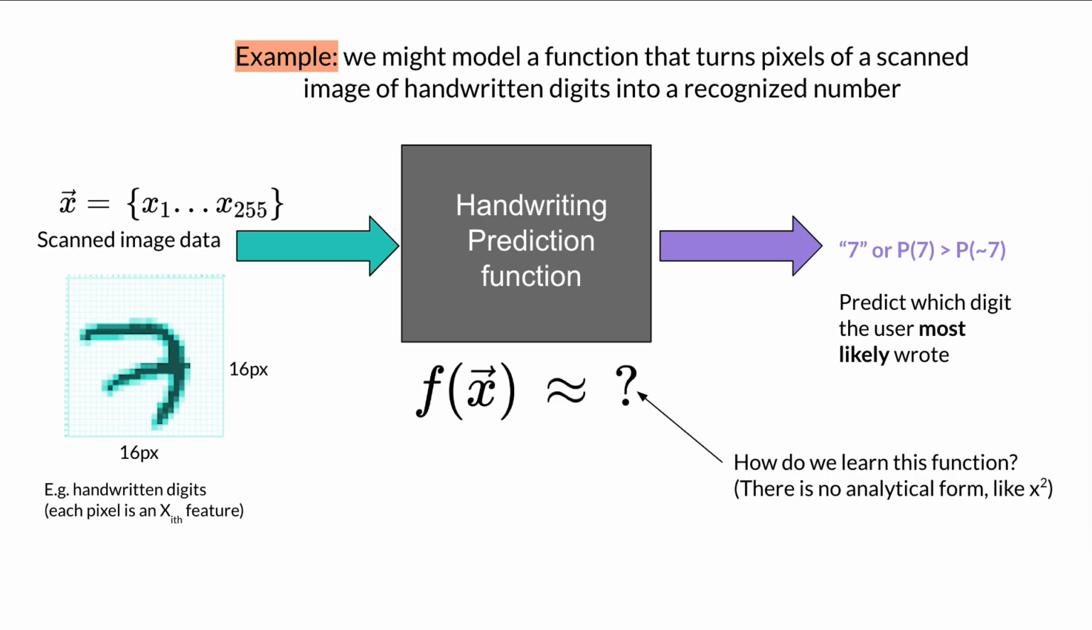Again, we don't have a function for this. There is no mathematical function we can look up that maps handwritten digits, or any other thing like doctor's handwriting to medicines or whatever. So again, how do we learn this function?